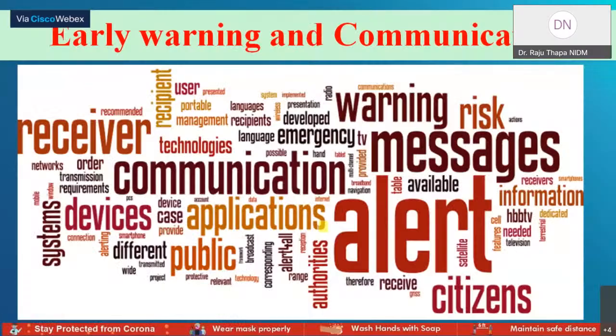So basically, what is an early warning system? Early warning strategies are nothing but sets of measures to increase our resilience to disasters.